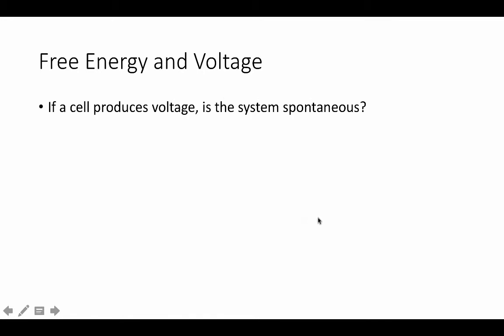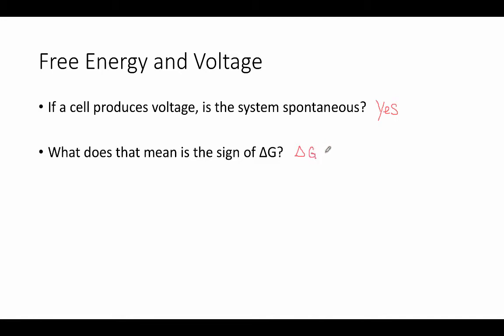So if a cell produces voltage, is the system spontaneous? Well, yes, we know that that is spontaneous because that's what we were looking for, a positive voltage in order to get the system to spontaneously produce energy. And if it's spontaneous, what does that mean about the sign of delta G? Well, if we remember back to thermochem, that means that delta G is negative.